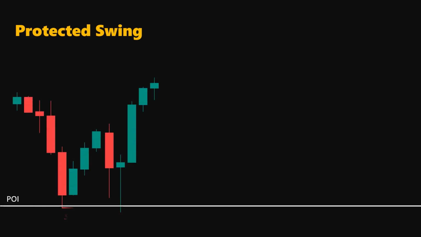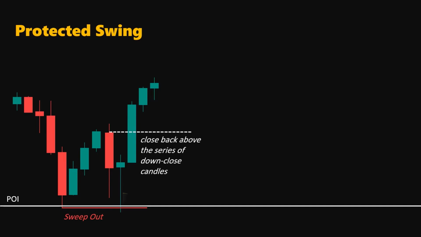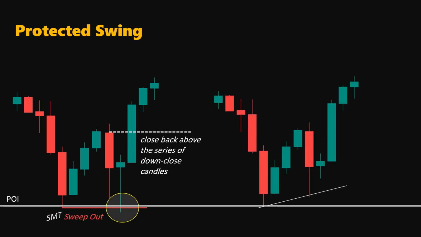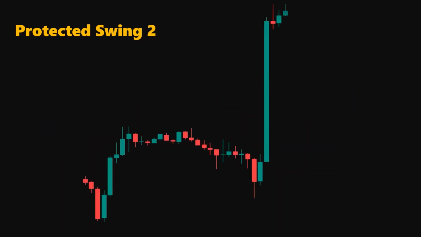A protected swing forms when price reaches into a key level, either by sweeping a low or tapping into a fair value gap. Once that happens, and price closes above the series of down candles that created that sweep or fair value gap, we can consider that swing protected. So, this close right here confirms a protected swing, and that means I can start trading away from it.